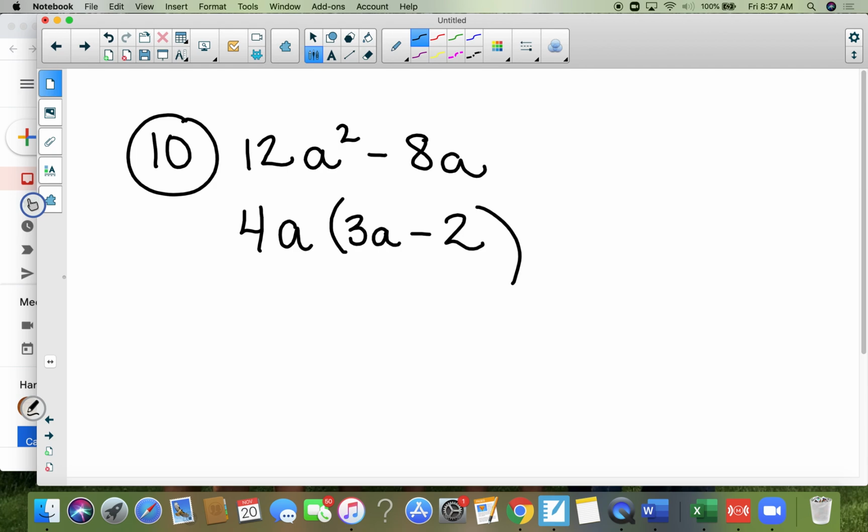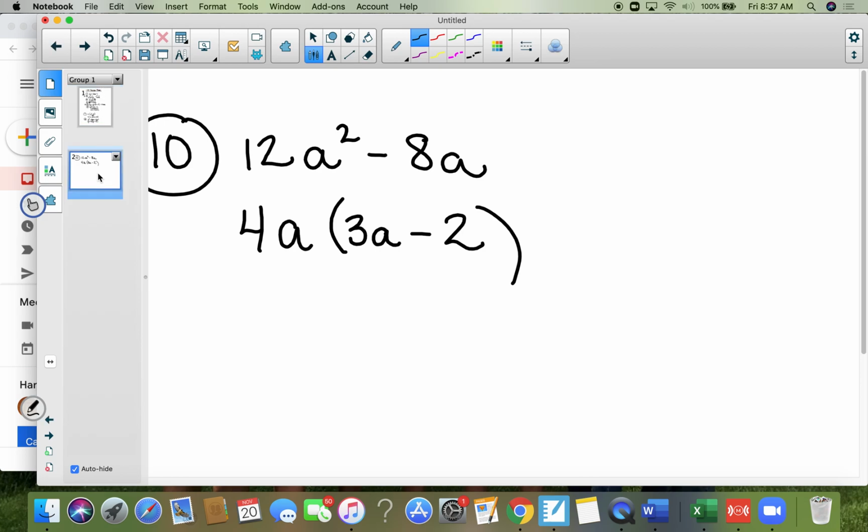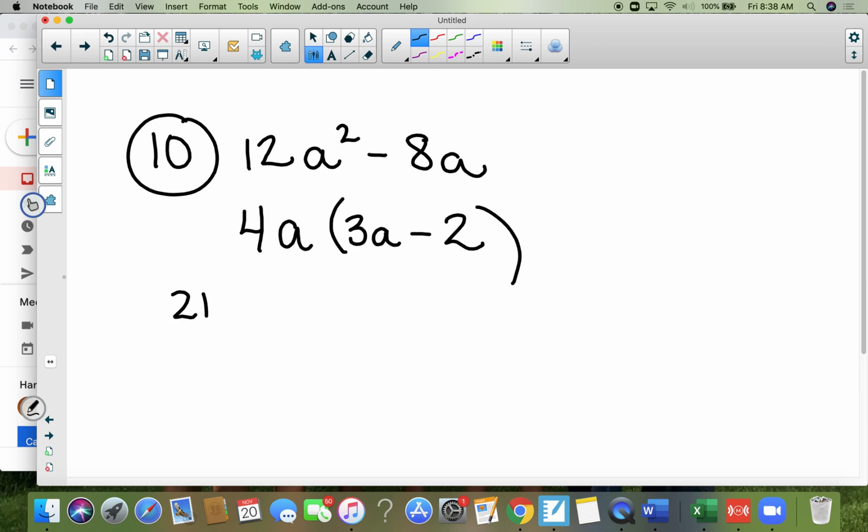This is the first one that we learned. If I go back to the first page, take out the greatest common factor, leave the rest of it, don't do anything else to the problem. That was the most basic one we learned. Okay, let's do another one. Let's do number 11. No, let's flip it over. Let's do number 21.